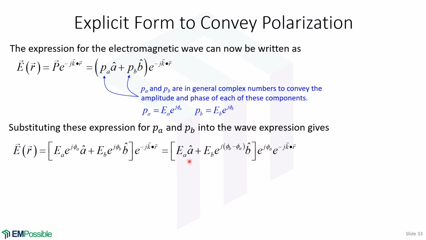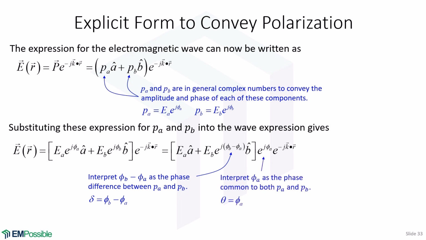Since we factored out e to the j phi a, it's gone from this first term, but in the second term, we now have an e to the j (phi b minus phi a). So this is the difference in phase between the A and B directions. And it'll turn out this overall phase, or the common phase between both of them, does not matter at all for polarization. It's just the phase difference and these two amplitude terms that we'll have to look at. So since it's just the phase difference, let's go ahead and just call that delta. And that's a much more common symbol for the phase difference between the two polarizations.